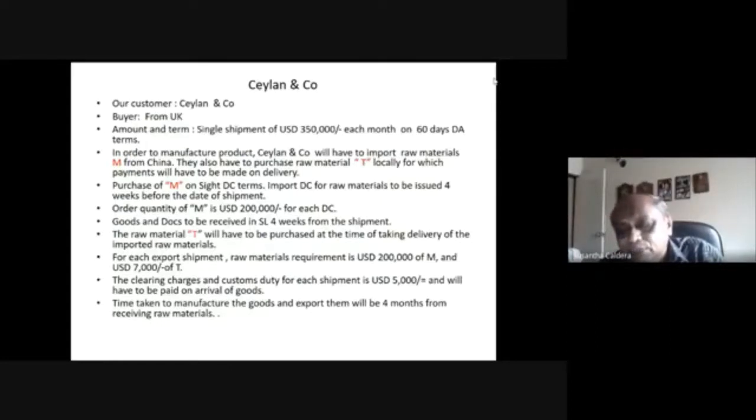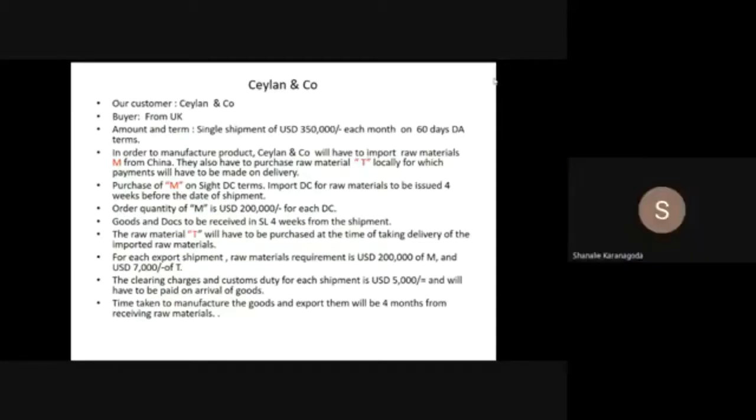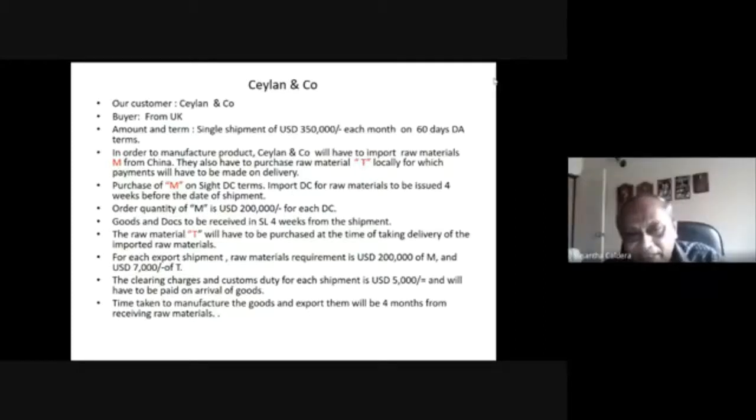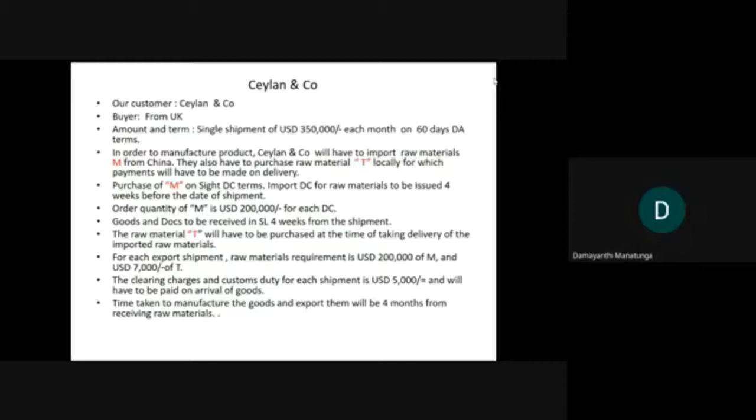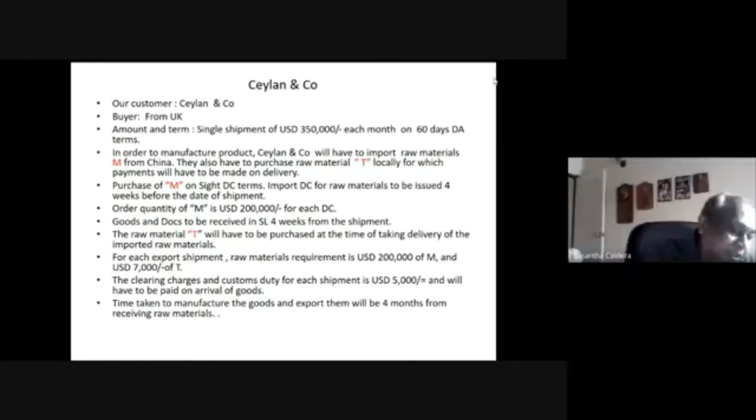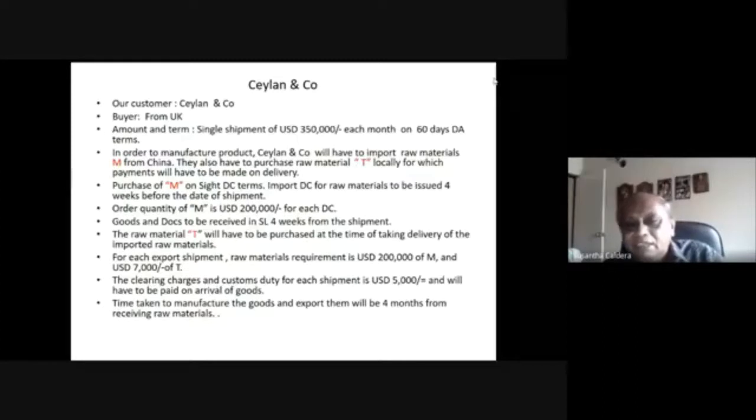What is the facility we have to give them? Not LC, no LC, locally. Short term loan, STL or overdraft to purchase raw material tea locally. The amount is $7,000 for every export.